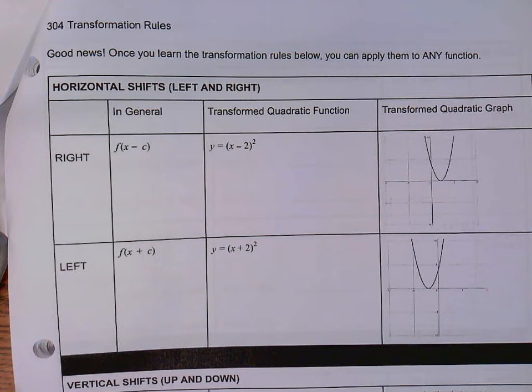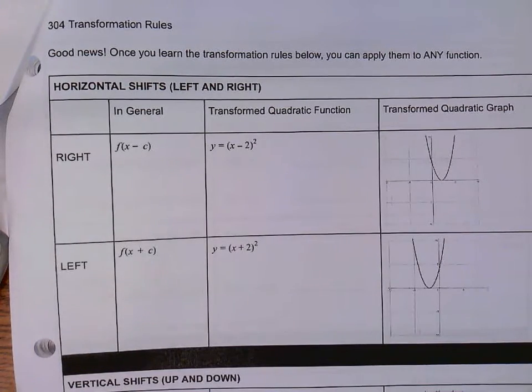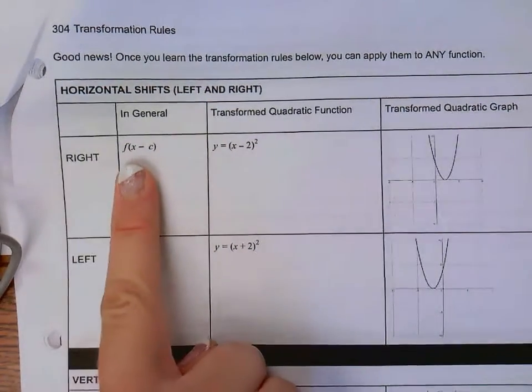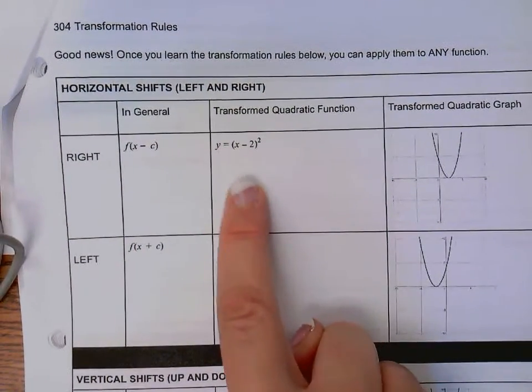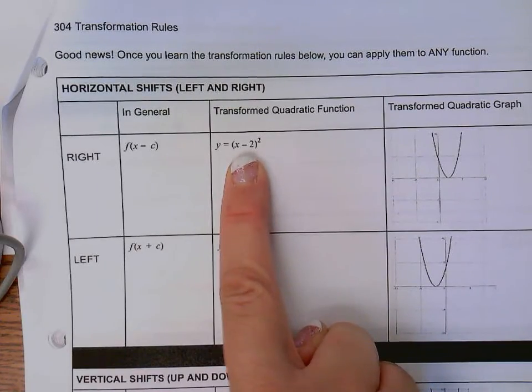So you don't have to write out all the transformation rules. I made this as a notebook kind of resource page for you. So this is in the new packet I handed out. I'm jumping ahead to 304 because it ties directly in with that exploration that you did. So look, I've written down the transformed quadratic equation for you and what it would look like.